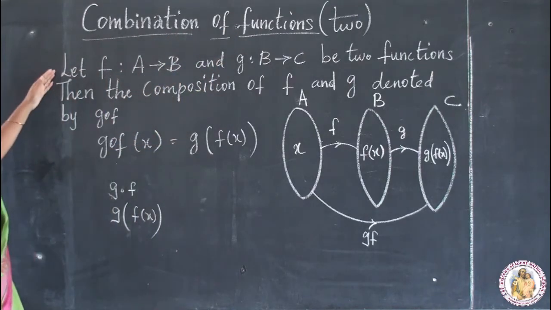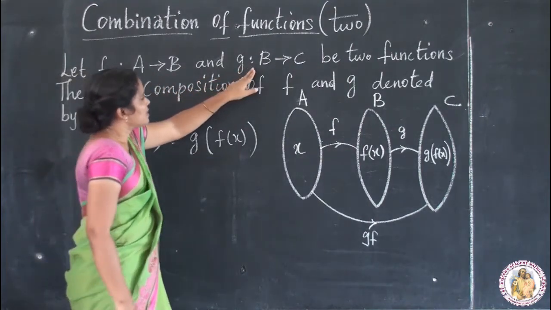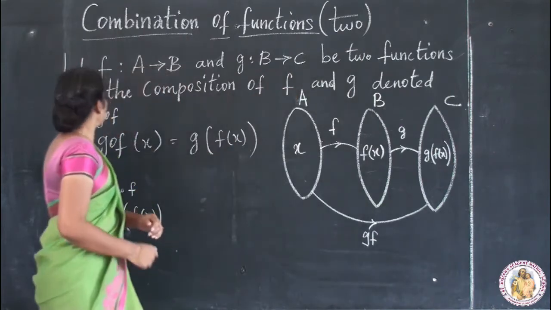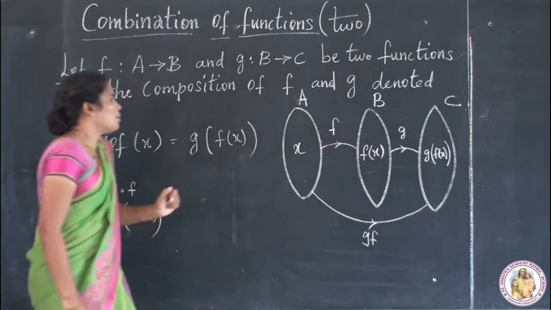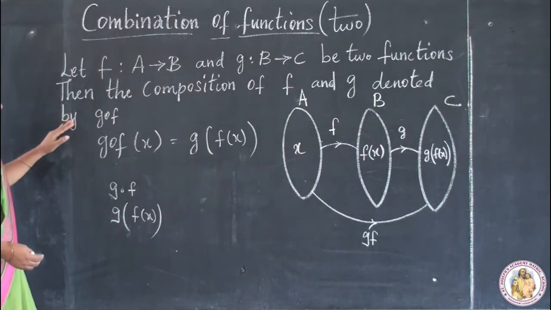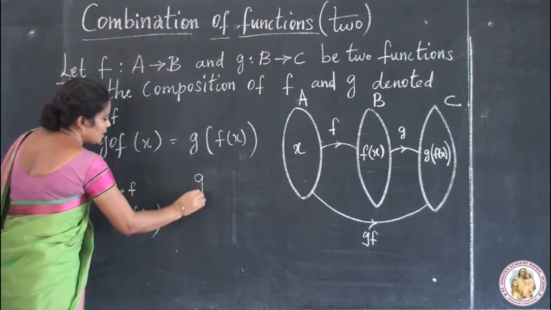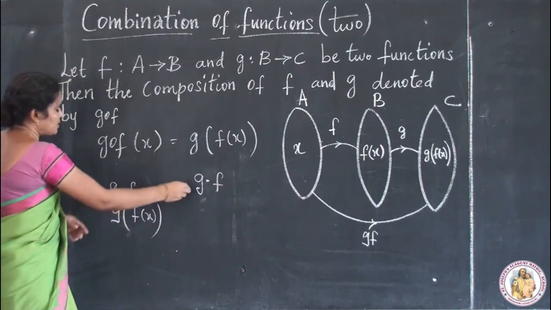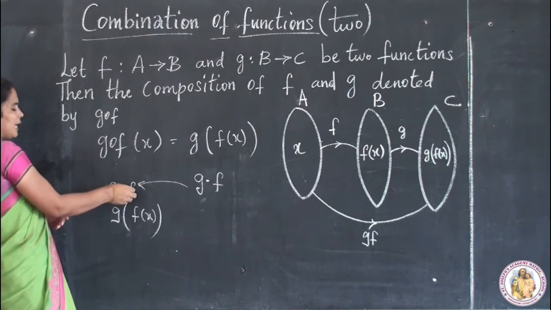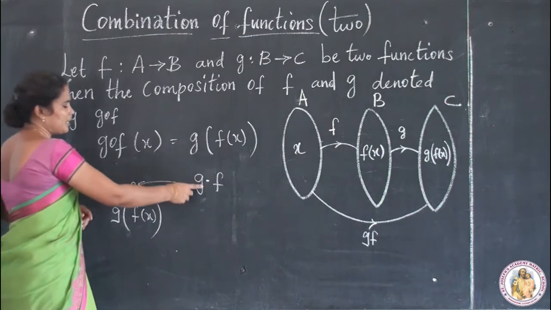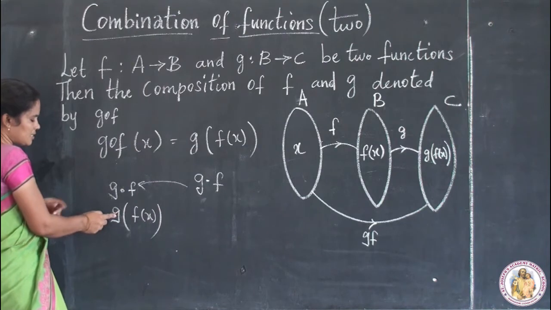Here we have a definition: let f such that A to B and g such that B to C be two functions, then the composition of f and g is denoted by g dot f. Here you can see a small circle, g of f. Either you can call it g dot f or g of f.